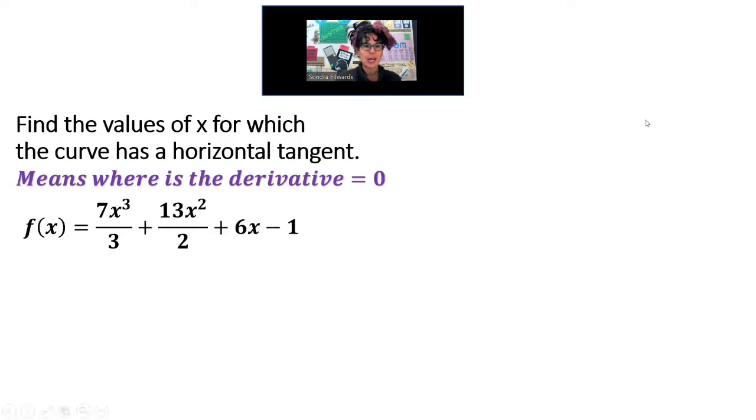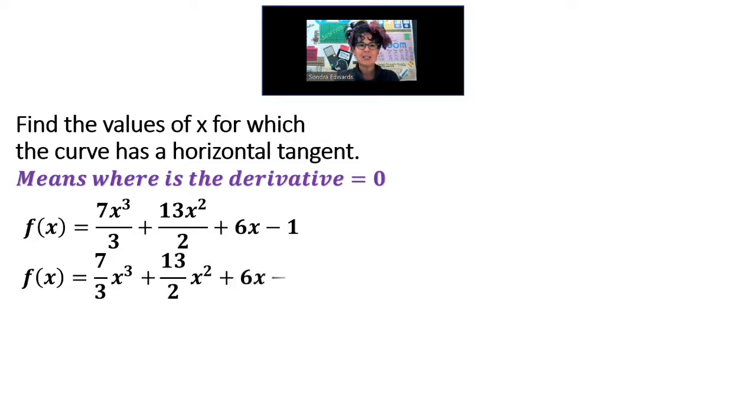Okay, so we're just translating that, and now that I know I want to find the derivative where it's 0, that means I better find the derivative of this function and set it equal to 0. We can use the power rule on each of these individual terms, but before I use the power rule, I want to make it look like a number x to a power plus a number x to a power. So I don't like these divide by 3s and divide by 2. I'm just going to rewrite that as 7/3 x to the third, and then plus 13/2 x squared, and then still the 6x minus 1.